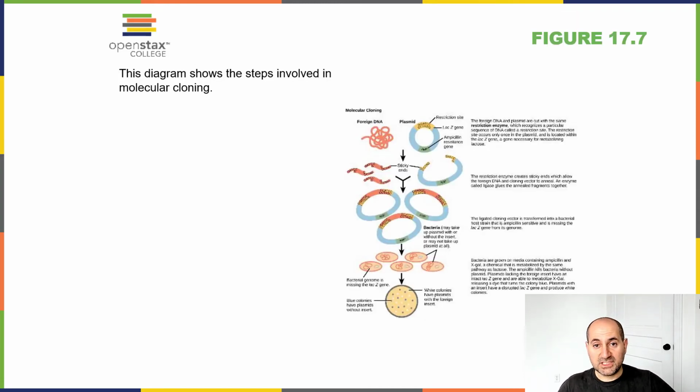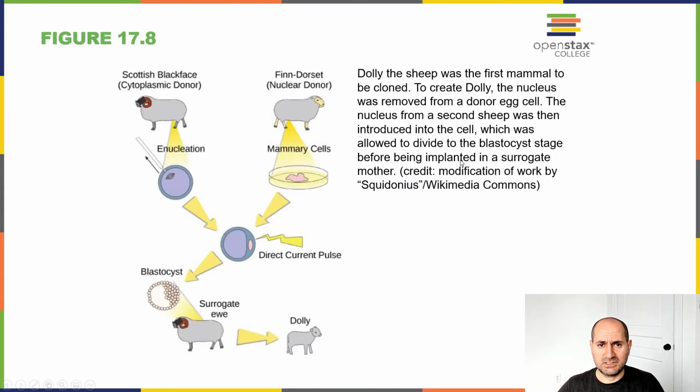Next, we talked about gene cloning, molecular cloning, also known as gene cloning. We can use gene cloning in order to isolate specific fragments of DNA. We use molecular cloning to isolate specific fragments of DNA. Remember, this required a plasmid, foreign DNA, and restriction enzymes. I'm not going to go into that much detail for you.